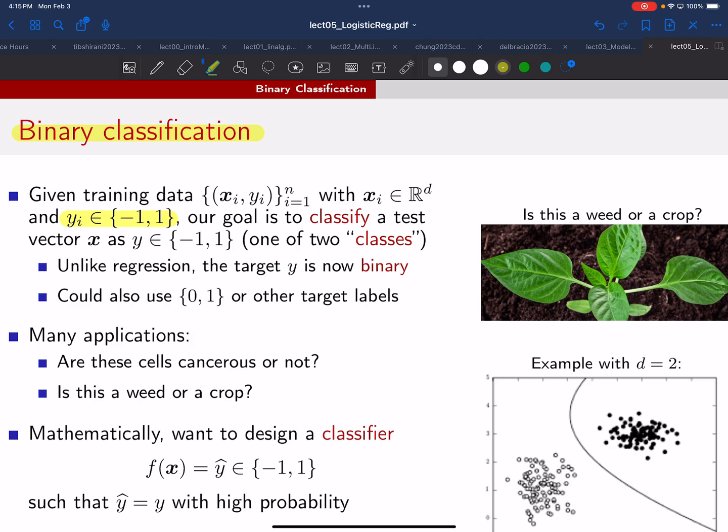So we're going to assume, just because some of the math works out conveniently, that our targets are going to be the numbers 1 and -1. But there's nothing really very special about that, except that some of the math simplifies a little bit.